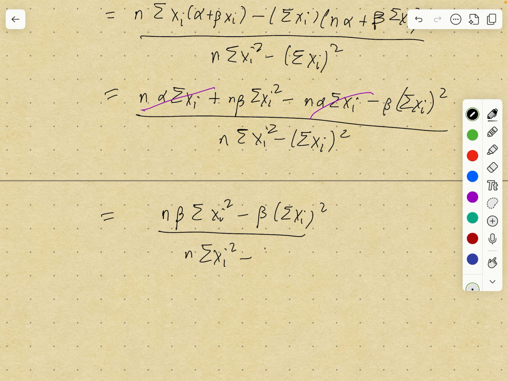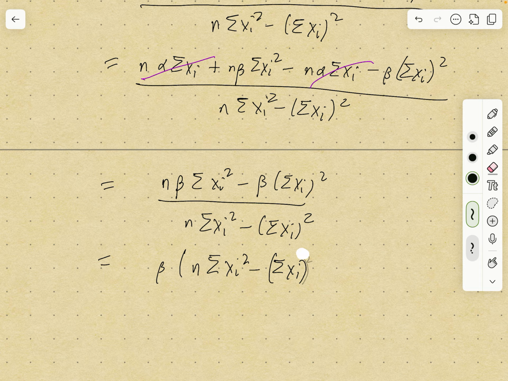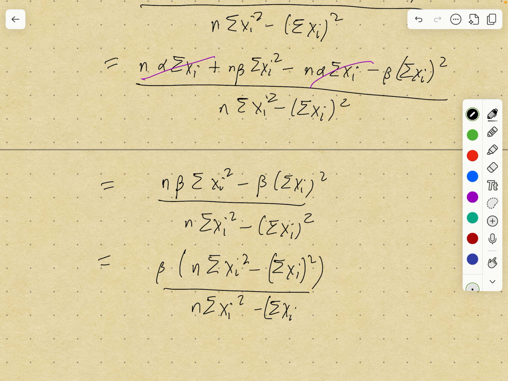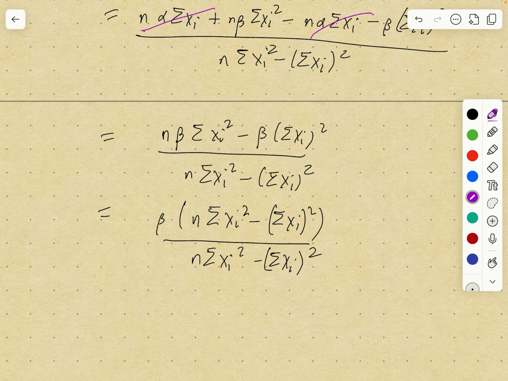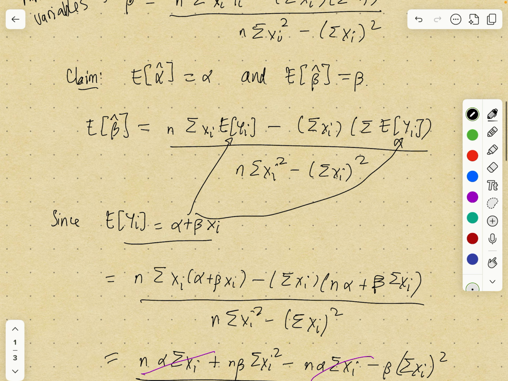Well, now I think we can see what to do. You just factor the beta out from the top, and then this other factor is going to cancel with the bottom, and you're just going to get beta. So that shows the expectation of beta hat is equal to beta, and that completes the calculation.